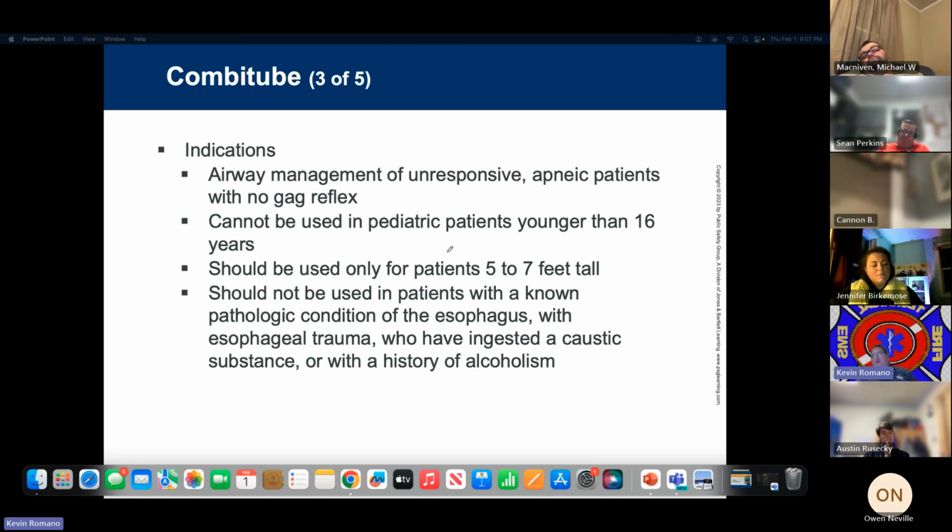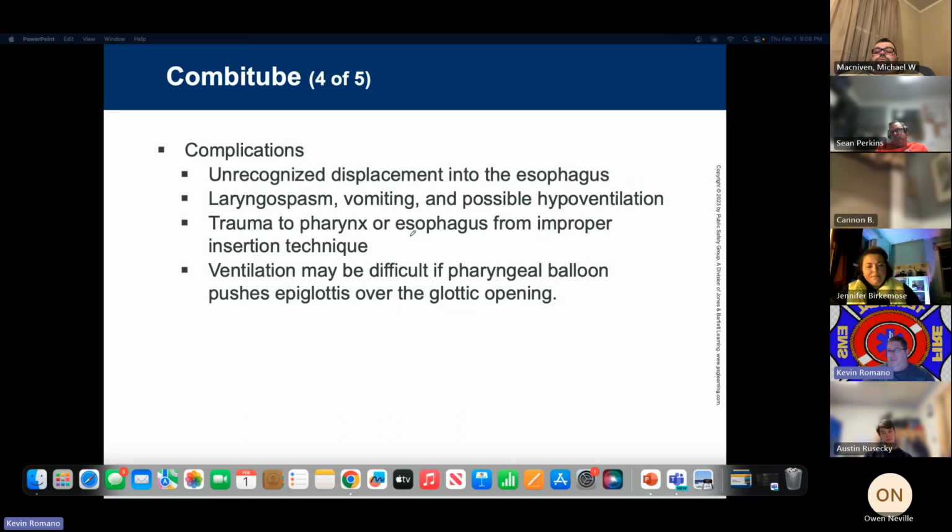Indications: airway management of unresponsive apneic patients with no gag reflex; cannot be used in pediatric patients younger than 16 years old. That's pretty useless, huh? Patients have to be 5 to 7 feet tall. So there's a lot of limitations to this, right? As far as contraindications, Combitubes and King Airways can go down to the pediatrics, where this cannot. So these became pretty much useless and were taken off trucks.